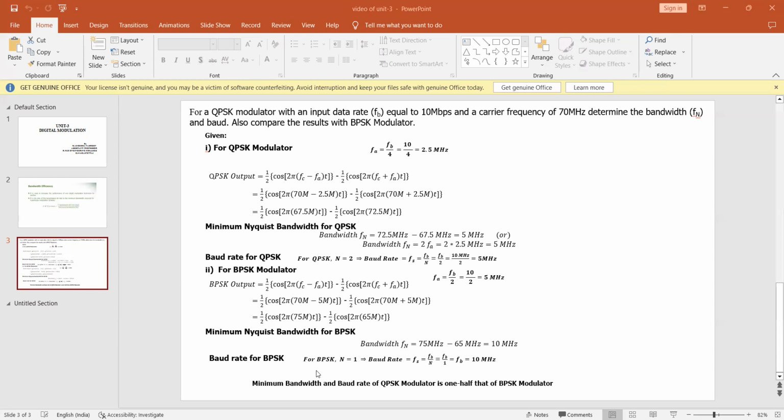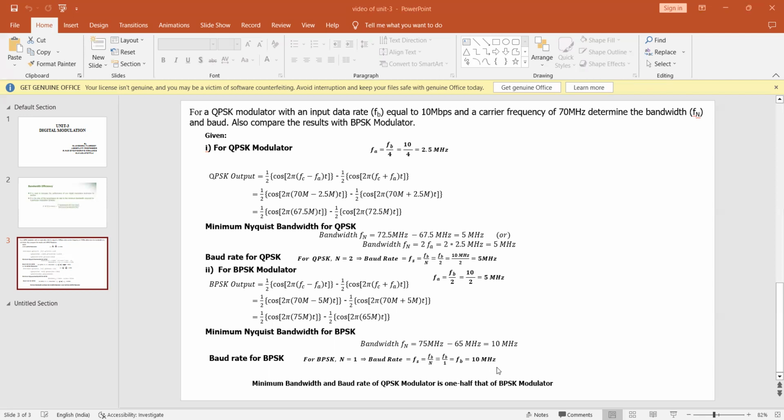The baud rate of BPSK is calculated by the same formula, fs equal to fb divided by N. Here the input bit taken is 1, so the bit rate and the baud rate are equal. The baud rate fs and the bit rate fb are equal in BPSK.